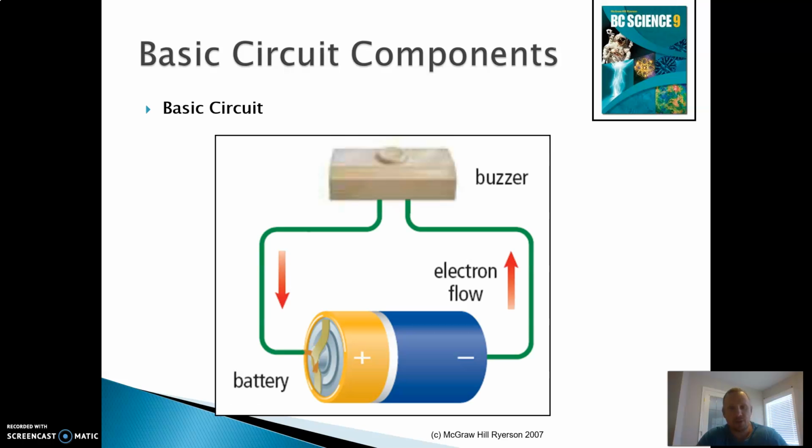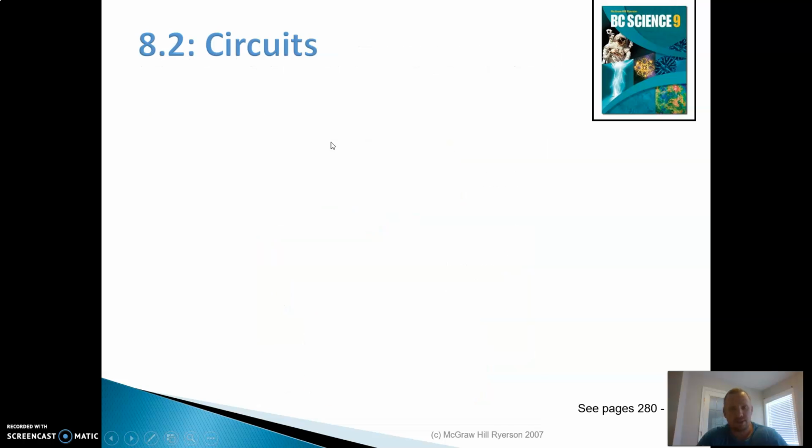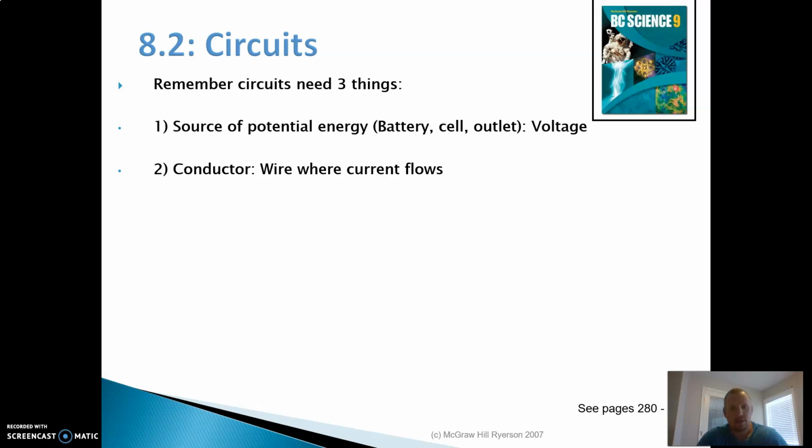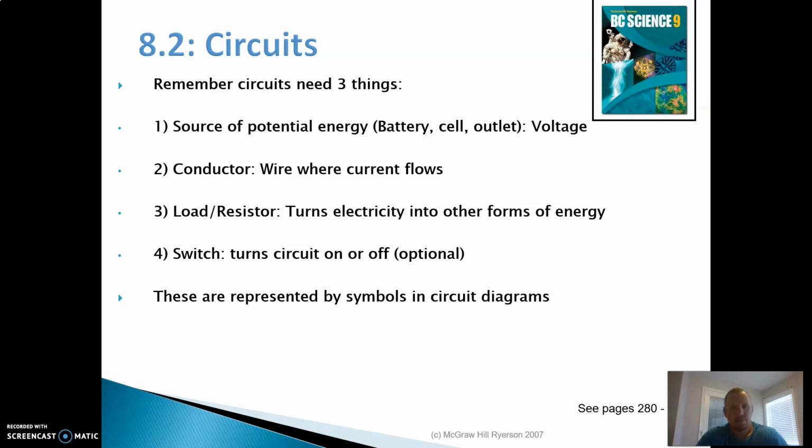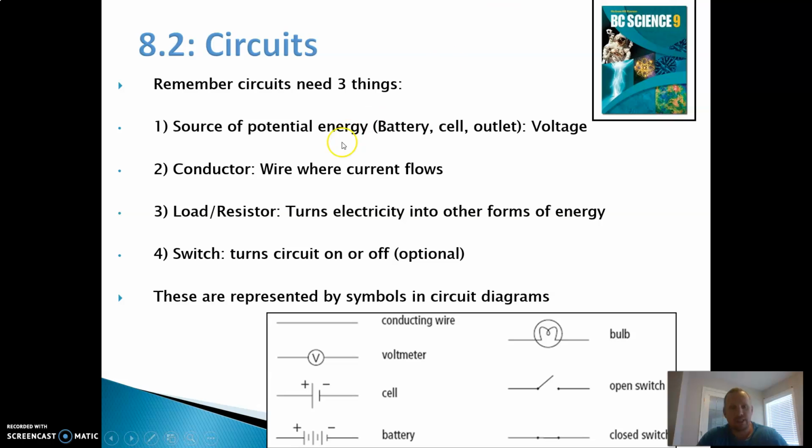So just to review, remember the basic parts of a circuit. It needs a source of electricity, like a battery. It needs conducting wires, and it needs something that slows down the flow of electricity and converts it into something else. And remember all these things here. So the source, the conductor, the load or resistor, and the switch, which is optional, but pretty important, can be represented by these symbols in circuit diagrams here.